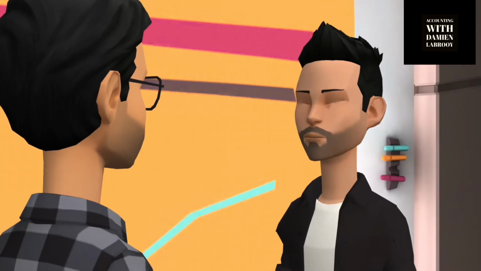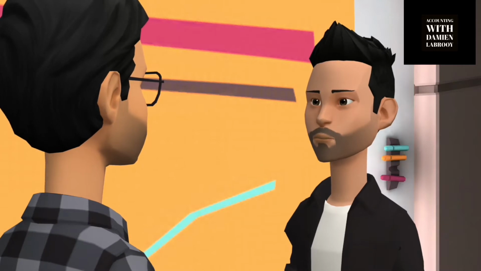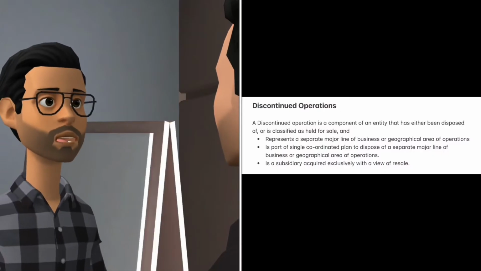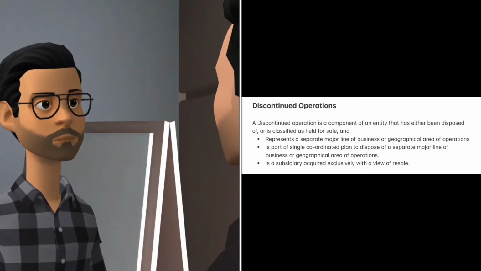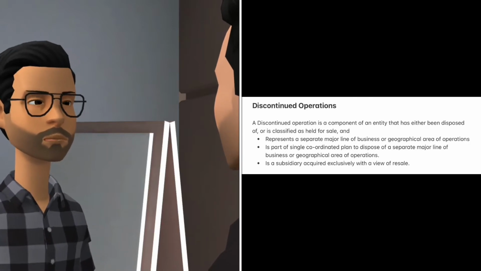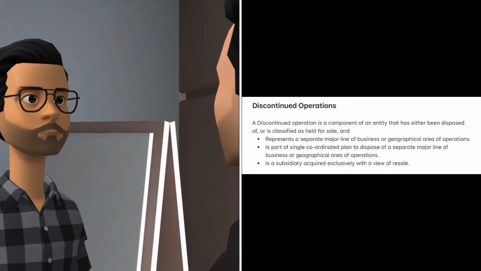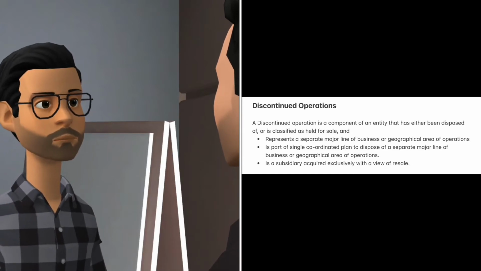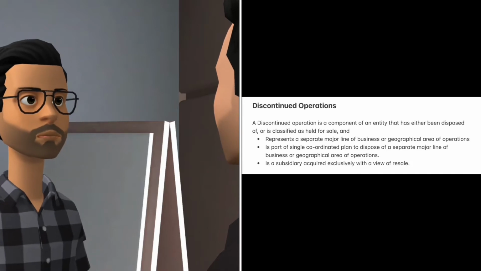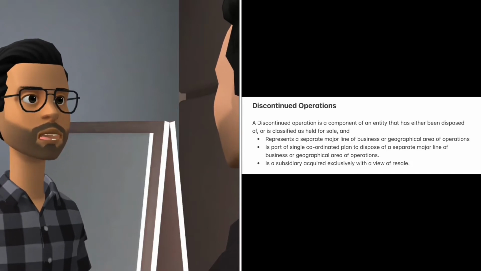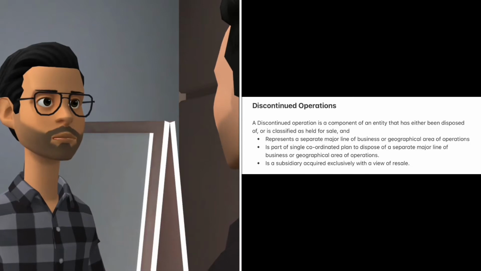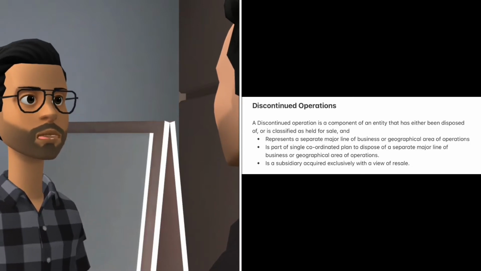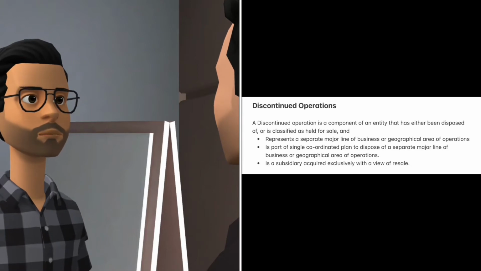Discontinued operations? I haven't learned about that yet. What do we really mean by it? A discontinued operation is a component of the business that we have decided to stop. This component could be disposed. If not, the component would be classified as held for sale. A discontinued operation could be a major line of business or an operation in another geographical location, or it could be a subsidiary that we have acquired exclusively with a view of resale.